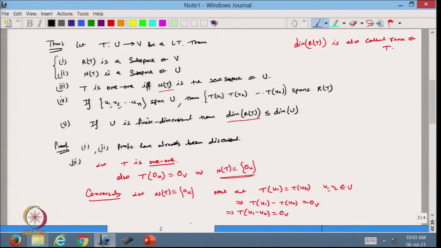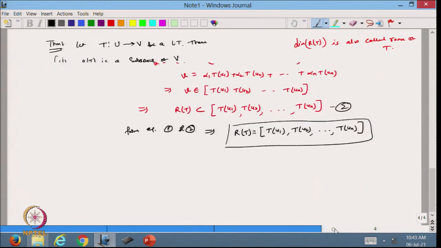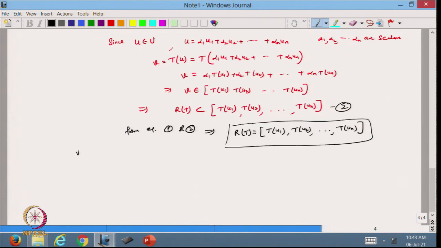Now, the next thing we have to show, the fifth one, is that the dimension of R(T) is less than or equal to the dimension of U. This is clear from the above result, that is, the fourth one.